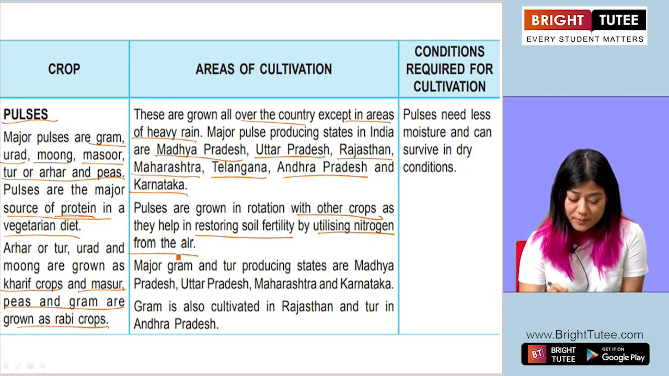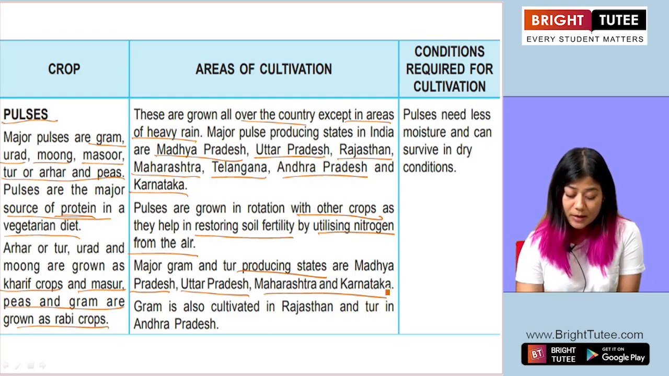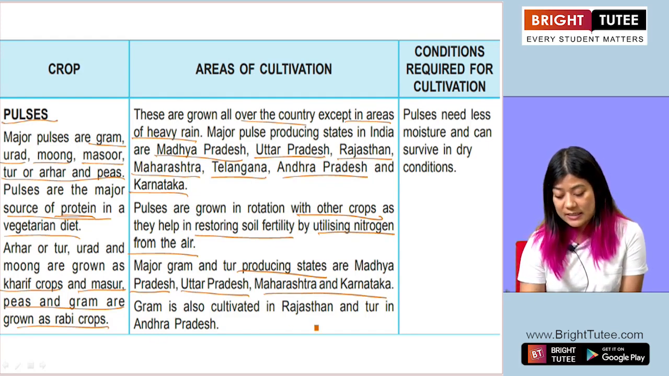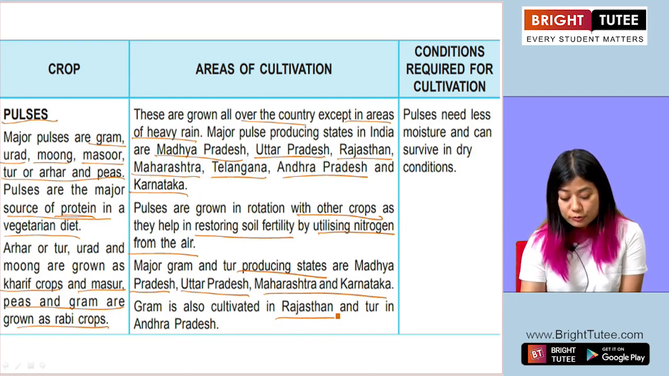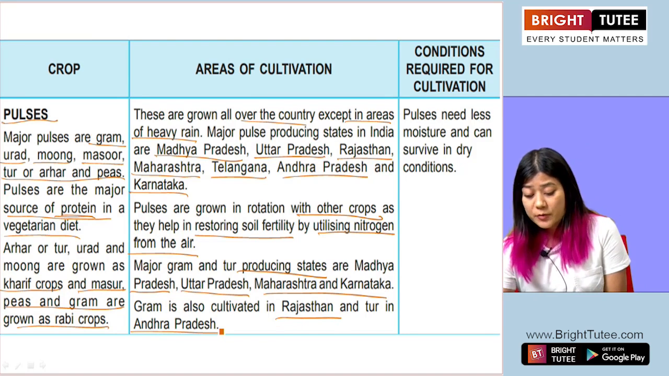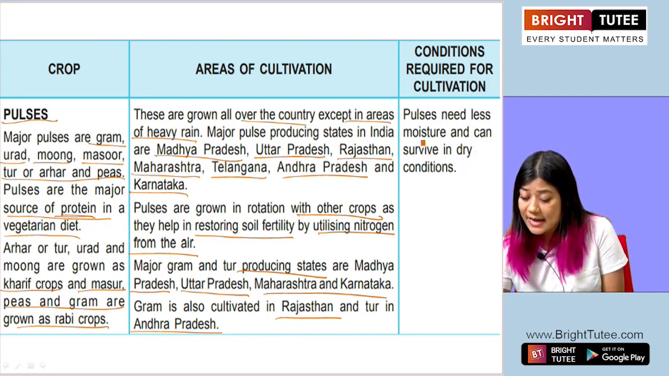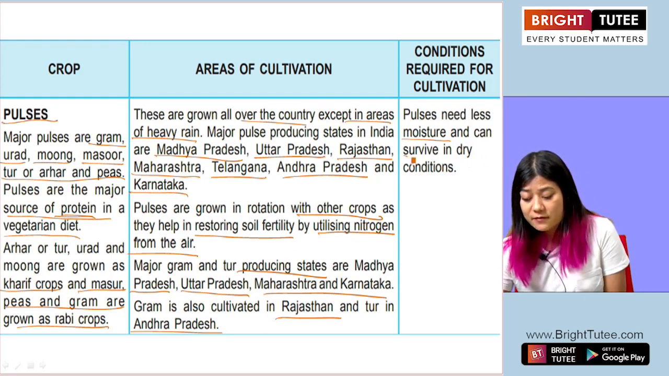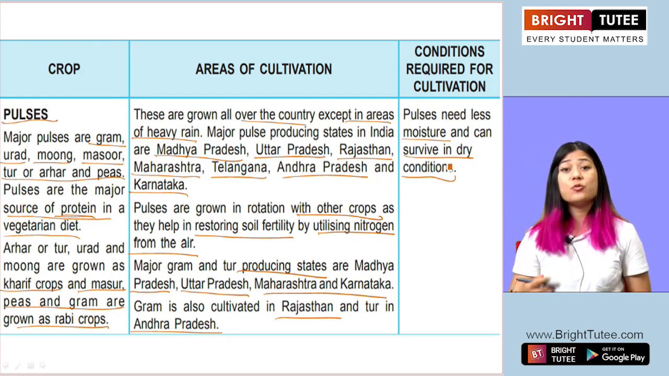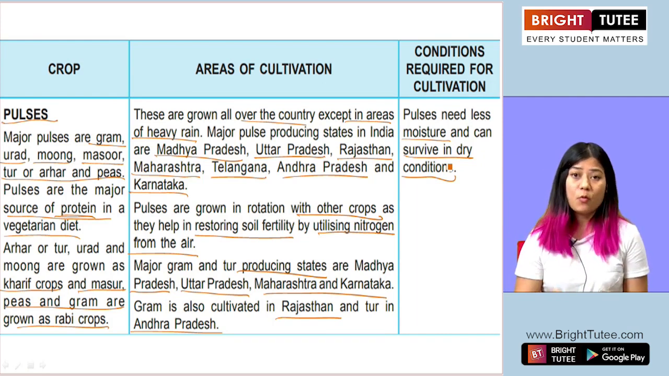Now the major gram and tur producing areas are Madhya Pradesh, Uttar Pradesh, Maharashtra and Karnataka. Gram is also cultivated in the states of Rajasthan, and tur in Andhra Pradesh. The conditions required for these pulses are that they need less moisture and can survive in dry conditions. They don't need plenty of water and it need not be moist.